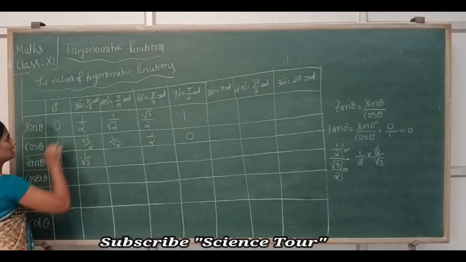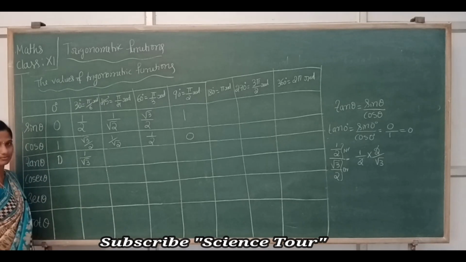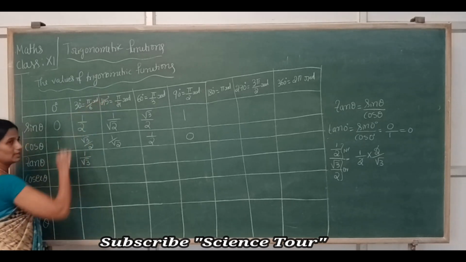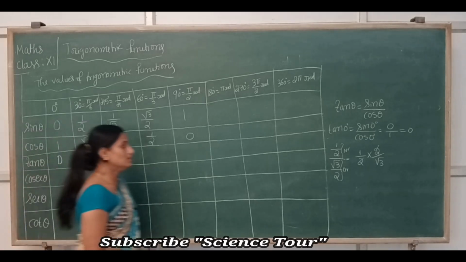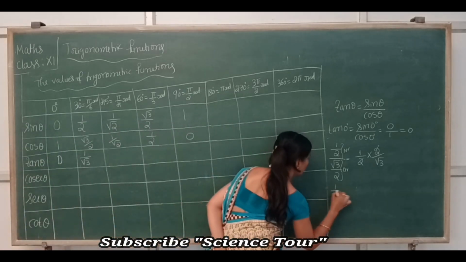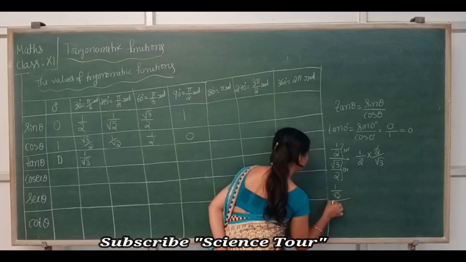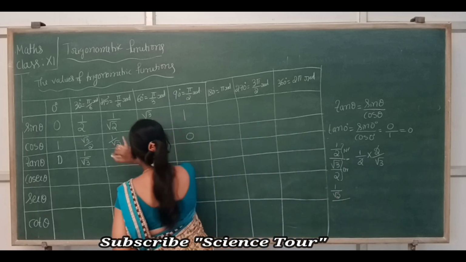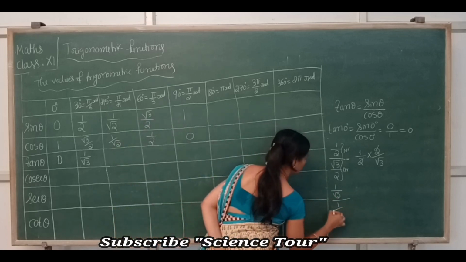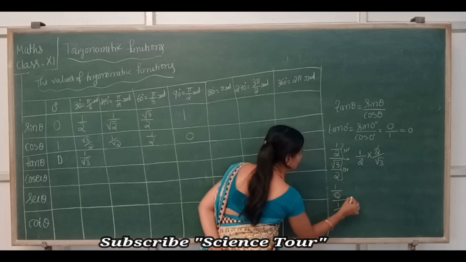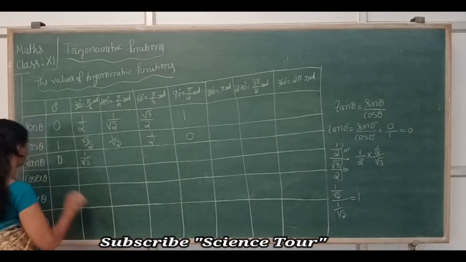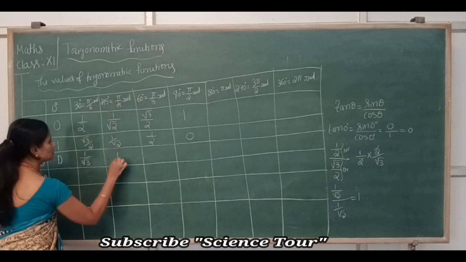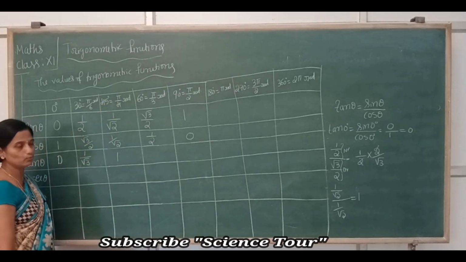Now next I need tan 45 degree. So tan 45, how to get? Sin 45 divided by cos 45. Sin 45 is what? 1 by root 2, divided by cos 45, which is also 1 divided by root 2. So what is the simplification? Simplification is equal to 1. So tan 45, what's the value? It is equal to 1.